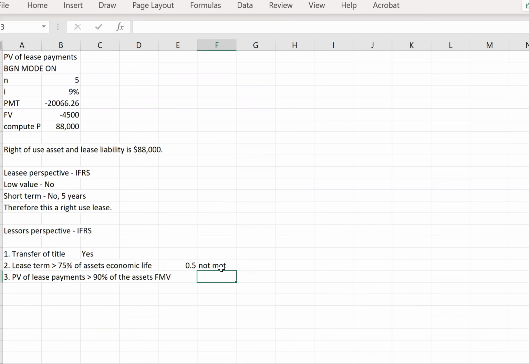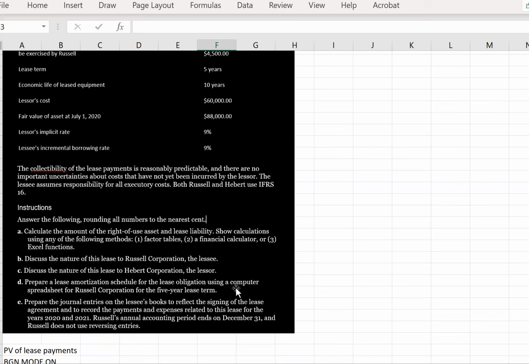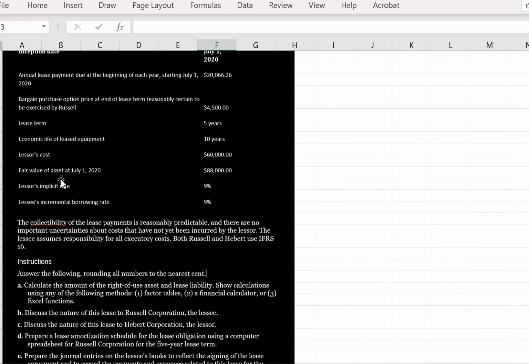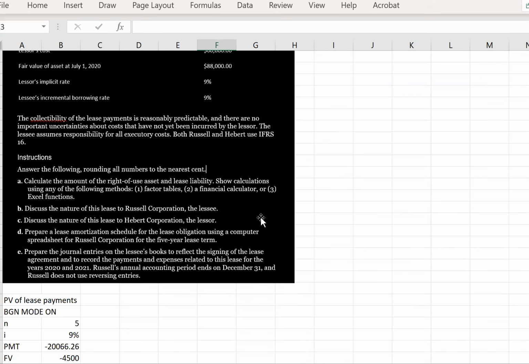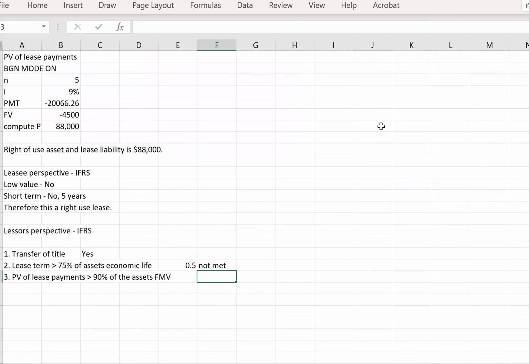And the present value of the lease payments, which we calculated here, is $88,000. What's the fair market value of the equipment? The fair value of the asset is also $88,000. So that's 100%. Our minimum lease payments, our present value is $88,000. We're also told that the fair market value of the equipment is $88,000. So this is 100%. So this is met. So therefore, this is a capital lease.